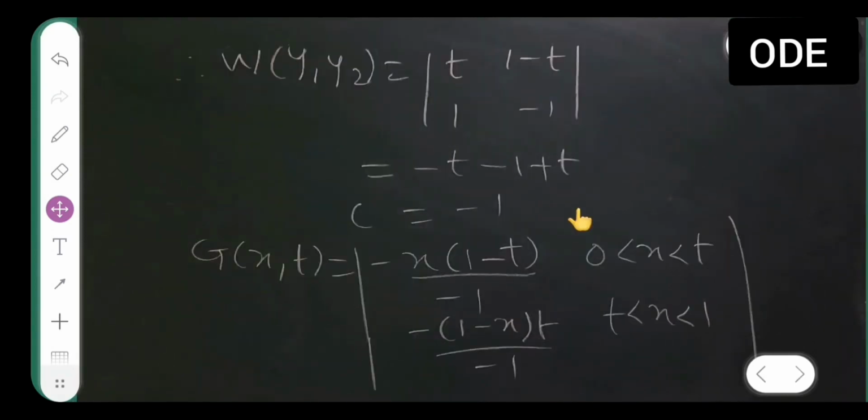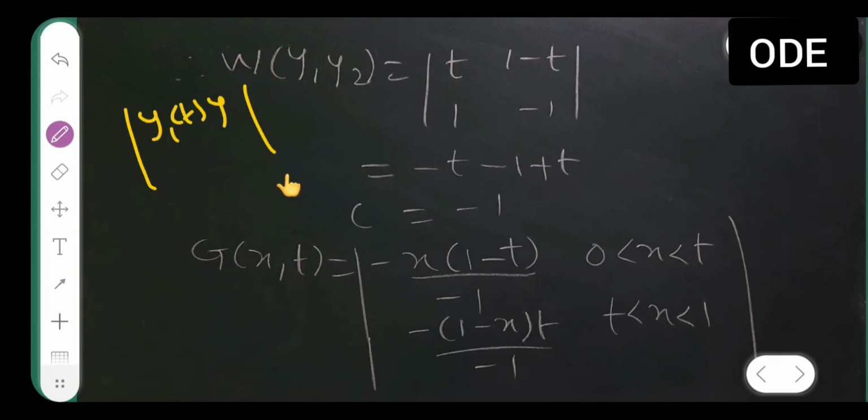Now we can find the Wronskian, because we need the value of c. Therefore the Wronskian W of y1, y2 is equal to what? y1 of t, y2 of t, and it was like this, no? The Wronskian was what? y1 of t, y2 of t here, and then y1 dash of t, y2 dash of t here. Derivatives, that is, okay?